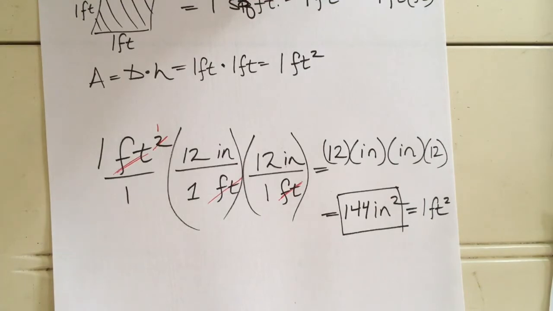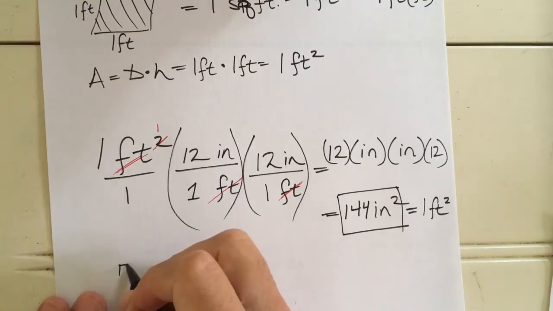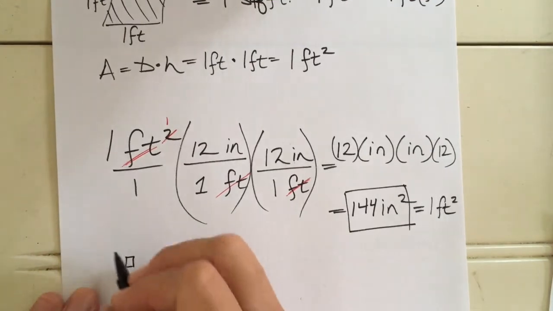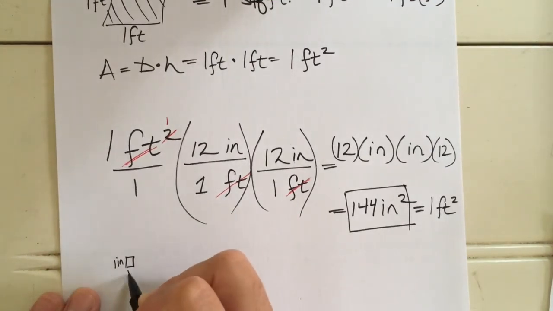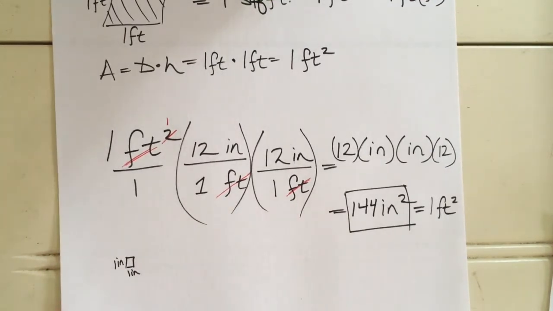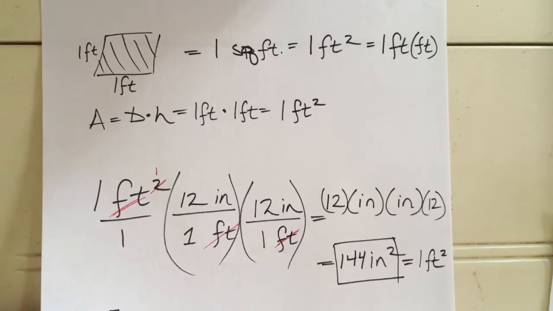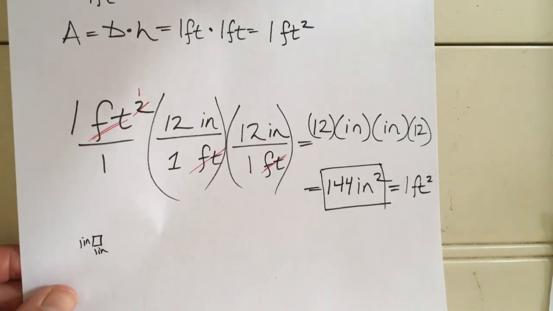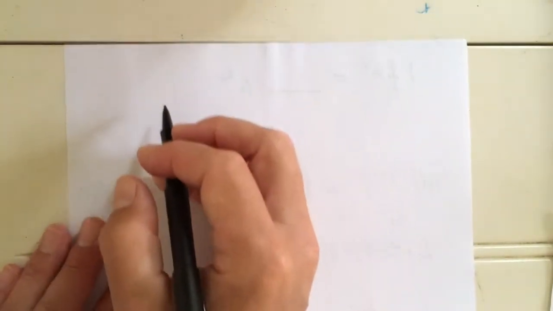What the heck is a square inch? A square inch is just an inch by an inch, like that, right? So 1 inch by 1 inch would be a square inch. Okay, so anyways, let's do another one that's similar. I'll just flip this over. Okay, so let's say we have 1 cubic centimeter.